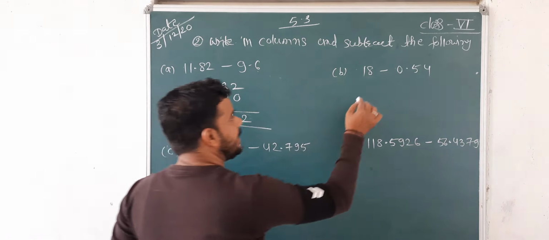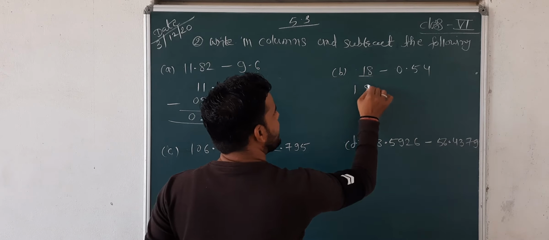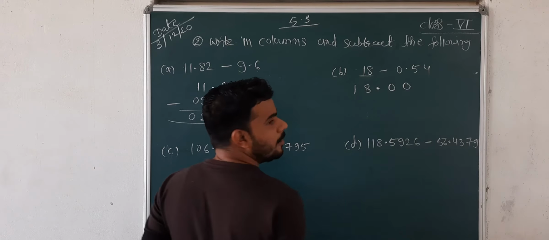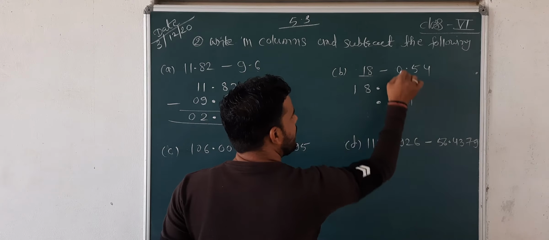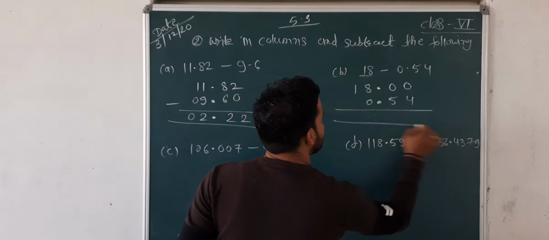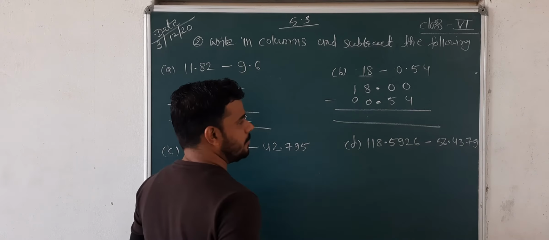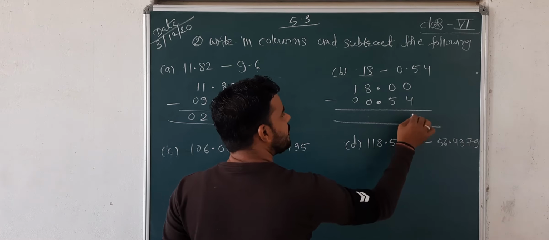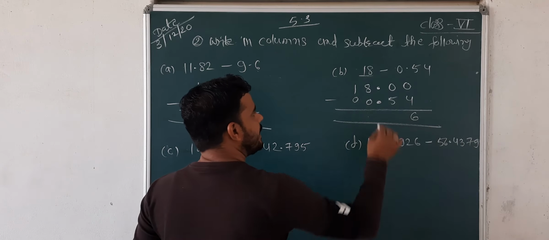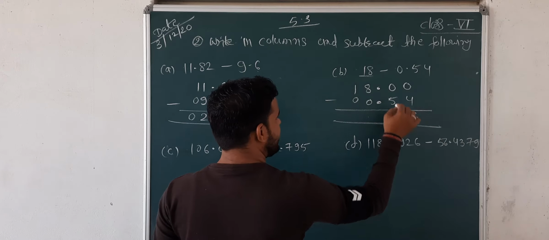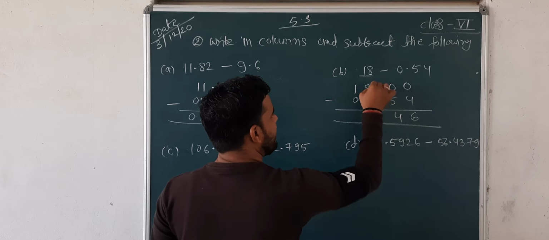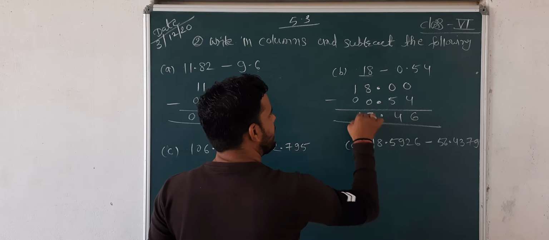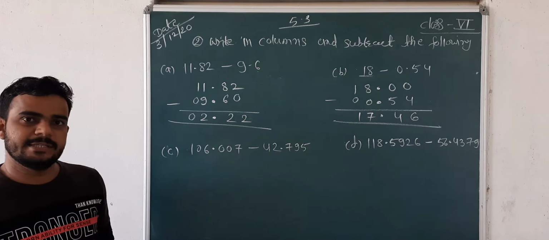The second one is 18 minus, here is no point, so 18.00. In front of the point, just put the point 5, 4 and 0. Now subtract, 0 here also. So 10 minus 4, then 6. Afterwards 9 minus 5, then 4. Then here the point as it is, 7 minus 0, then 7. Then 17.46 is your answer.